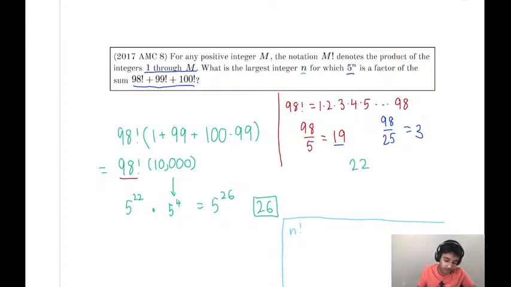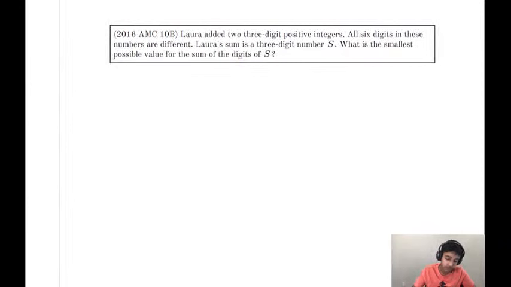Okay, so now let's move on to the next problem. Laura added 2 3-digit positive integers. All 6 digits in these numbers are different. Laura sums to the 3-digit number s. What is the smallest possible value for the sum of the digits of s?